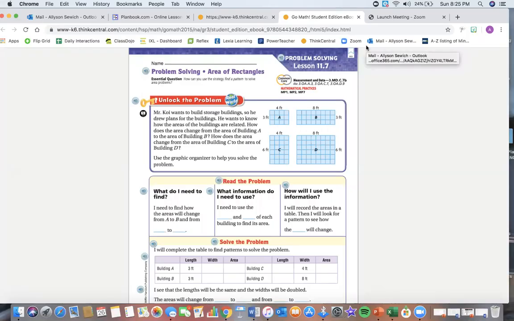Okay, so we are going to be doing some problem solving starting the week off. With this, we are going to be taking what we know about area and finding the area of rectangles, and we are going to solve word problems, okay? So the essential question today is, how can you use the strategy, find a pattern to solve area problems? Okay, so we might be looking at some patterns here while we're finding the area, and it may be asking us questions about how we find the area.